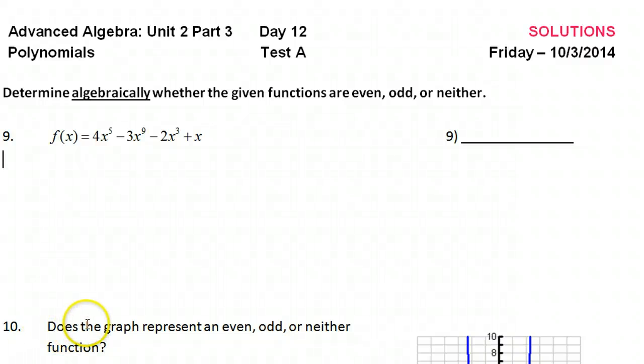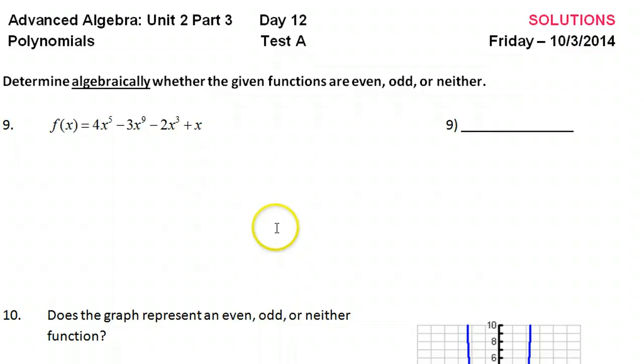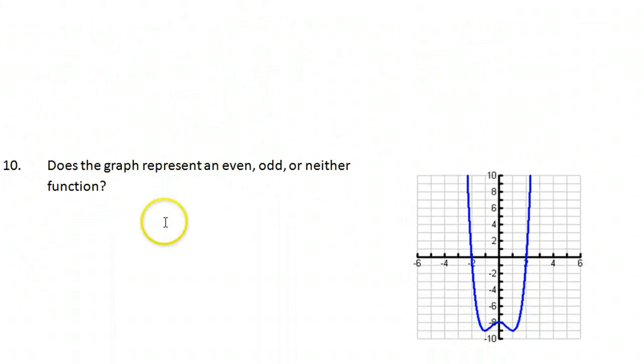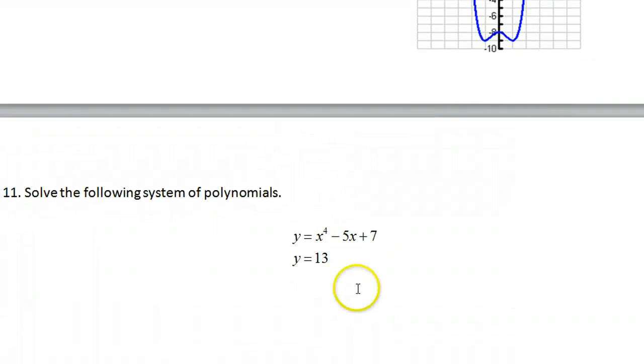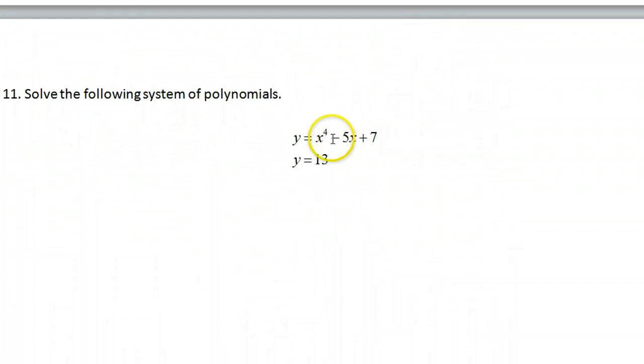Alright, this is part 4 of our lesson about polynomials. In this video we will start with how to determine algebraically whether a function is even, odd, or neither. We're talking about symmetry here. And we will also look at graphs and determine how we know by looking at the graph whether a function is even, odd, or neither. That'll go pretty fast, so we'll probably have time to also solve a nice system of polynomials.